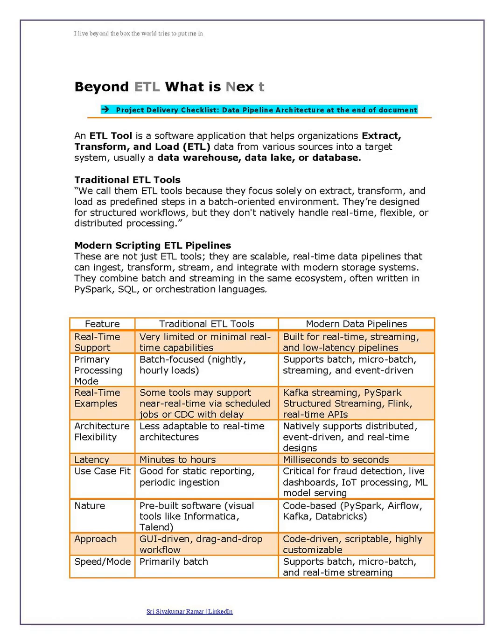Which brings us neatly to our first big leap, modern scripting ETL pipelines. So, if traditional tools hit a wall, what was the first major breakthrough to push past those limitations? This was a pretty fundamental shift. I mean, these aren't just a slight evolution of ETL. Our sources call them scalable, real-time data pipelines that can ingest, transform, stream, and integrate with modern storage systems. The key difference, they truly combine batch and streaming in the same ecosystem.